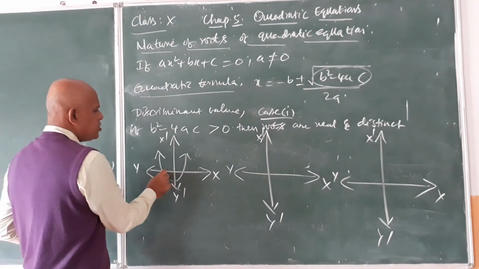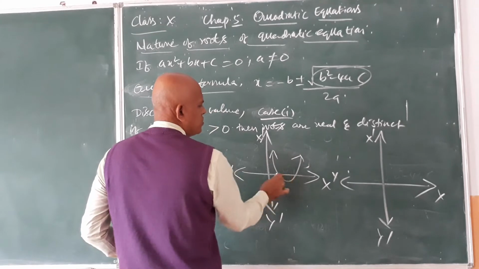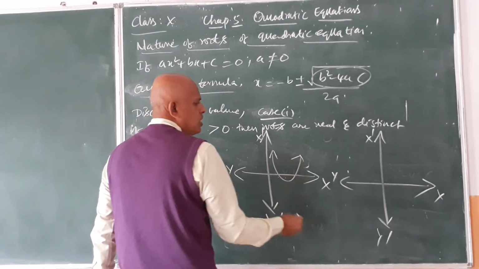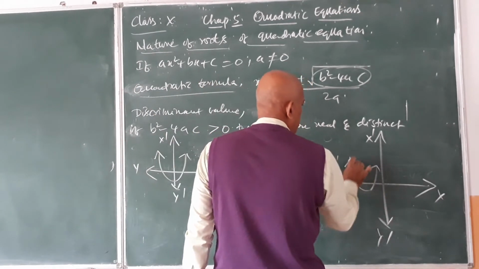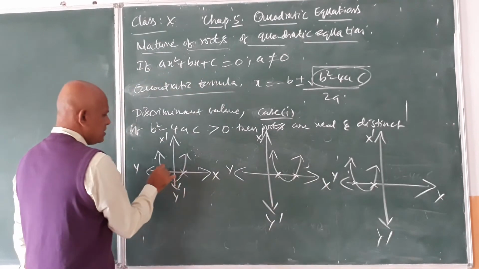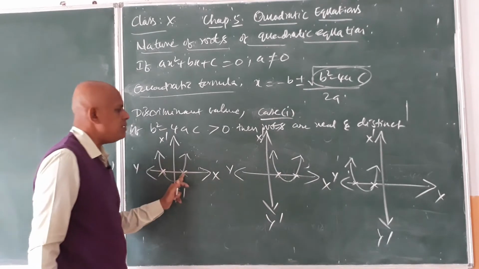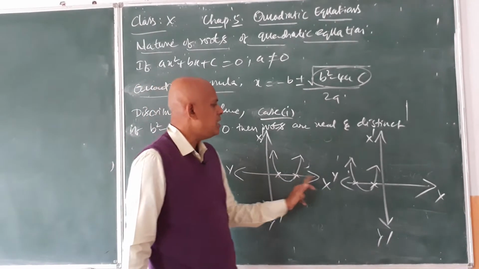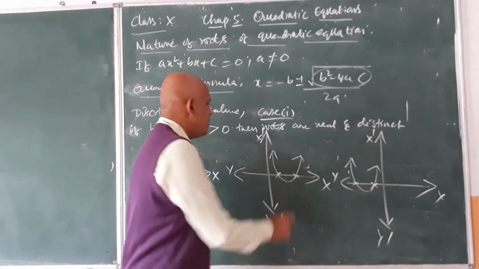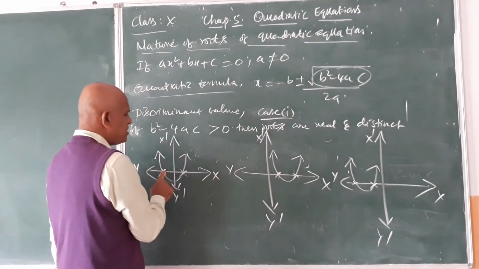One root is positive, one is negative. Otherwise both are positive, in the positive quadrant, the first quadrant. Otherwise both are negative. Here the graph intersects the x-axis in two places, so the roots are distinct: one root here, one root here. Here one is negative, one is positive. Here both are positive. Here both are negative. Because there is first quadrant, second quadrant, third quadrant, fourth quadrant, with the positive x-axis and negative x-axis.